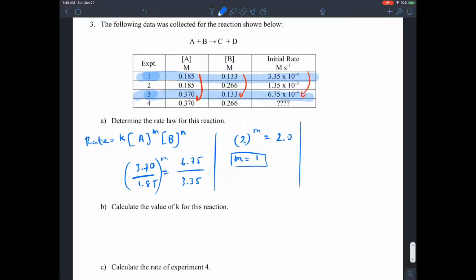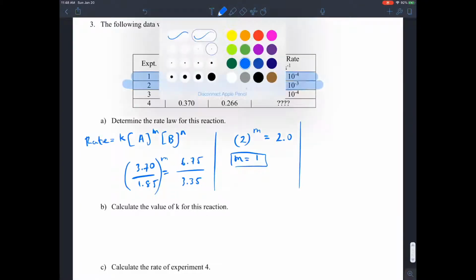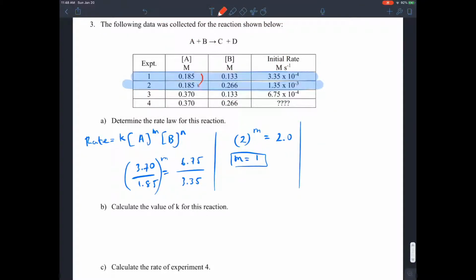Let's find out what our N is for B. How do we do that? Find a reaction where A is held constant and B is not. That's going to be equation 1 compared to equation 2. So let's do that. I'm going to get rid of these red marks and everything here. I'm going to be analyzing this equation and this equation because reactant A was held constant, whereas B was doubled.